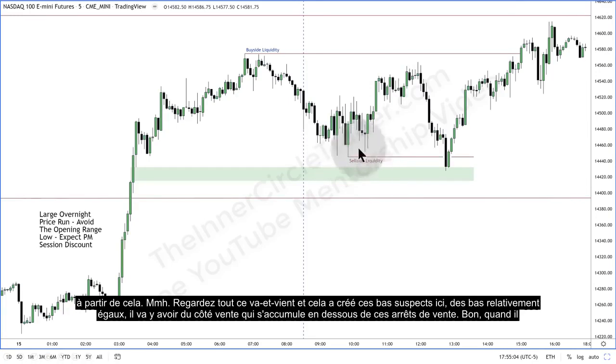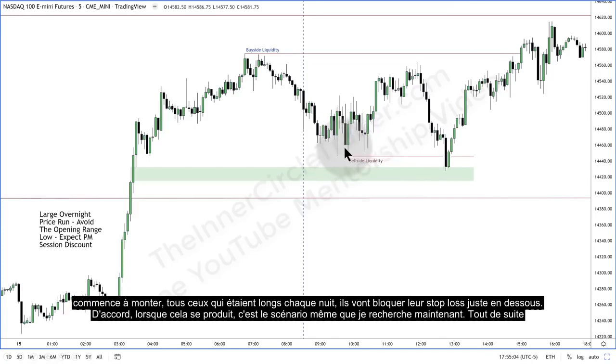Relative equal lows. There's going to be sell side building up below that. Sell stops. When it starts to go higher, anyone that was long overnight is going to jam their stop loss right underneath that. When this occurs, that's the very scenario I'm looking for.